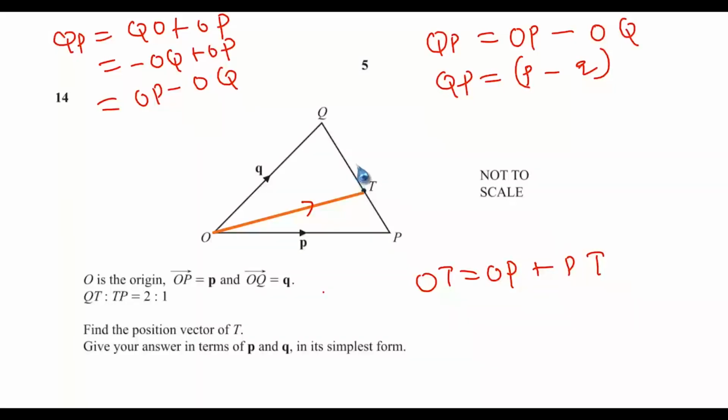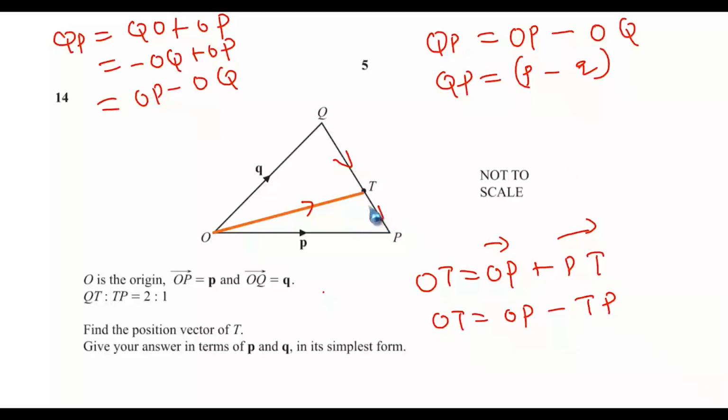So don't forget that these vectors QT will be moving towards this direction, and TP will be moving towards this direction. Okay, so that means our OT will be equals to OP, then minus TP, because we don't have vector PT, but we have TP, so I have to change it. So that is what we need to do. Okay, so we need to find TP. Already we know that OP is equals to P, so let's find TP.